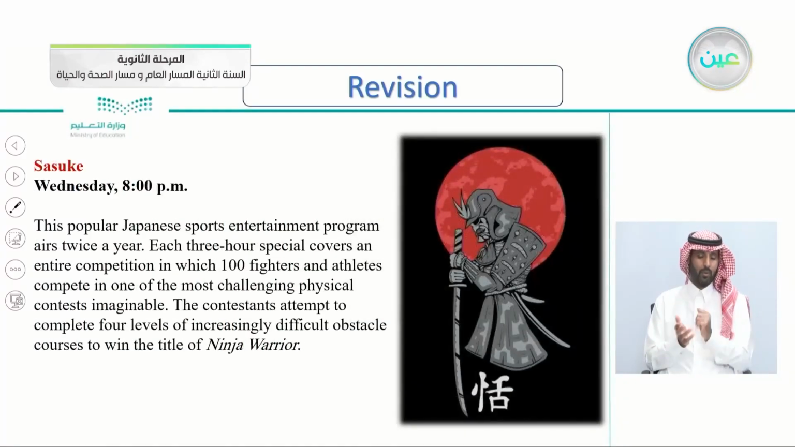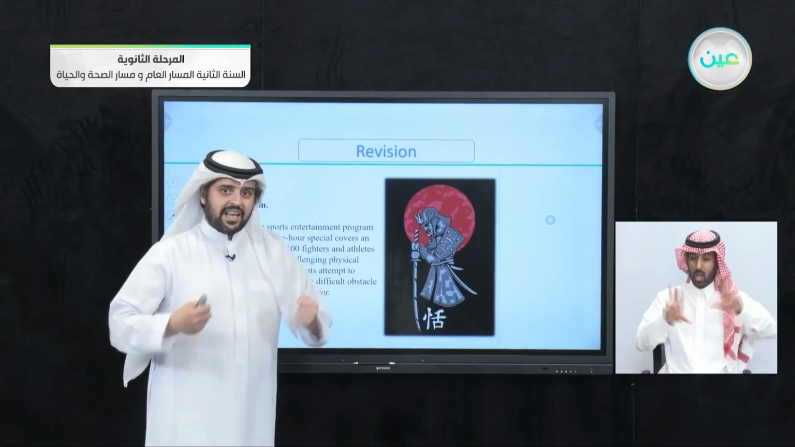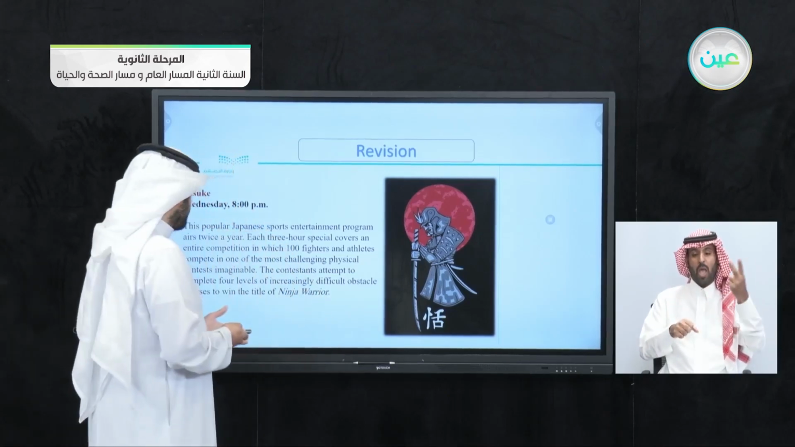Next is Sasuke. From the name, you know that it's Japanese, of course. On Wednesday at 8 p.m. this is a popular Japanese sport entertainment program. It airs twice a year. Each 3 hour special covers an entire competition in which 100 fighters and athletes compete in one of the most challenging physical contests imaginable. So it airs twice a year, and it's a physically challenging show.